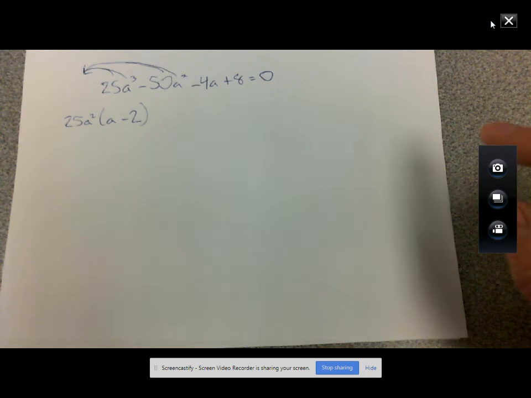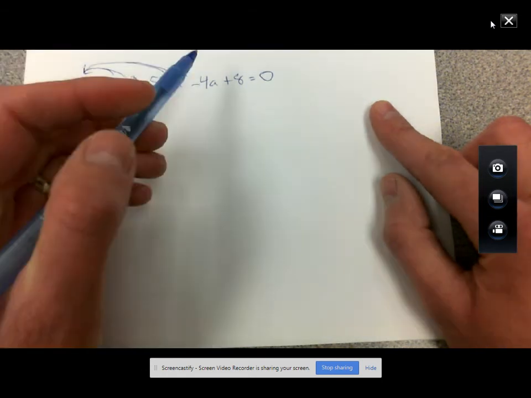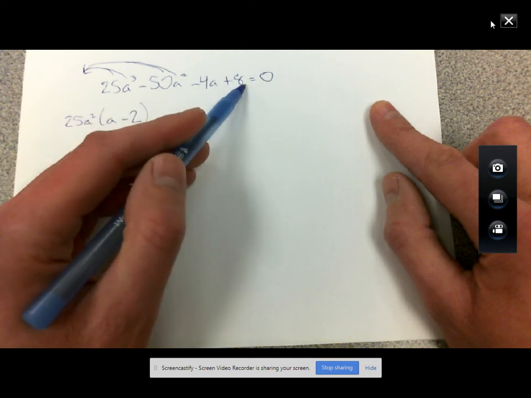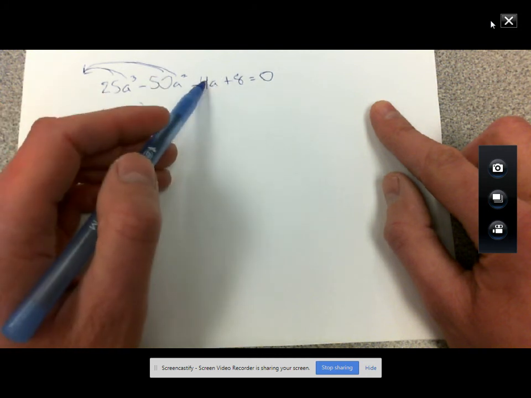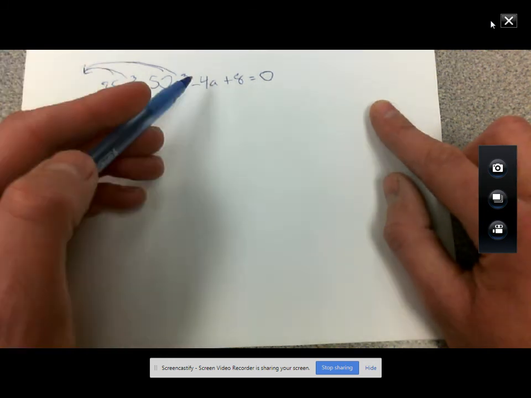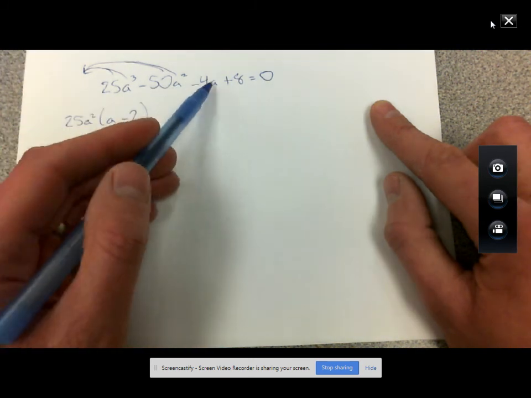Now I'm going to factor the second half. So negative 4a plus 8, or minus 4a plus 8. They don't have an a in common. They don't have a common factor of a. However, they do have a common factor of 4. I can divide both of these by 4. If I divide out a positive 4, I'm going to be left with a negative a plus 2.